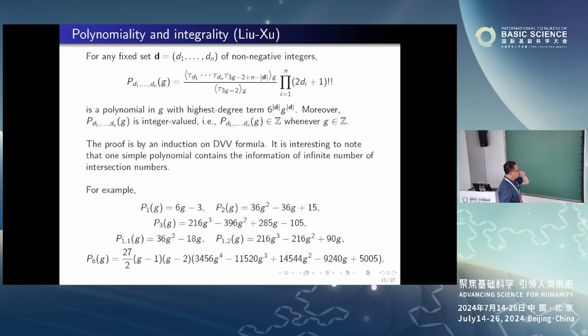Here, Hao Xu and myself, recently, actually a few years ago, proved this polynomial property, which we're still trying to understand. This is very interesting. For a fixed set of non-negative integers d1 to dn, we consider the psi integrals on the top, and the ratio over the psi integral of tau 3g-2, up to these double factorial numbers. Each of the psi integrals is a rational number, because the moduli space is an orbifold. But amazingly, the ratio is a polynomial with highest degree term 6 to the norm d and g to the norm d, where the norm d is the sum of all the di's.